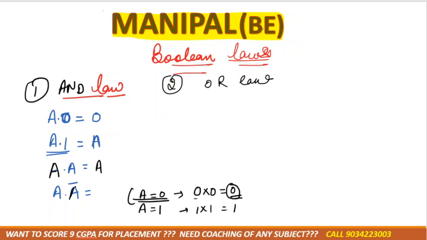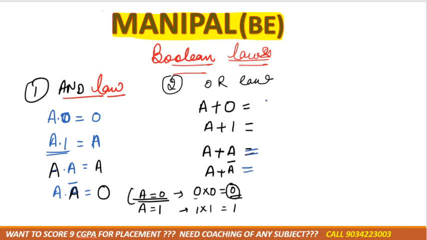Now tell me for A dot A bar. A dot A bar, yes, it's 0. Okay. Now similarly we'll do the same thing for the OR law: A plus 0, A plus 1, A plus A, and A plus A bar. Now tell me the output of all these terms.